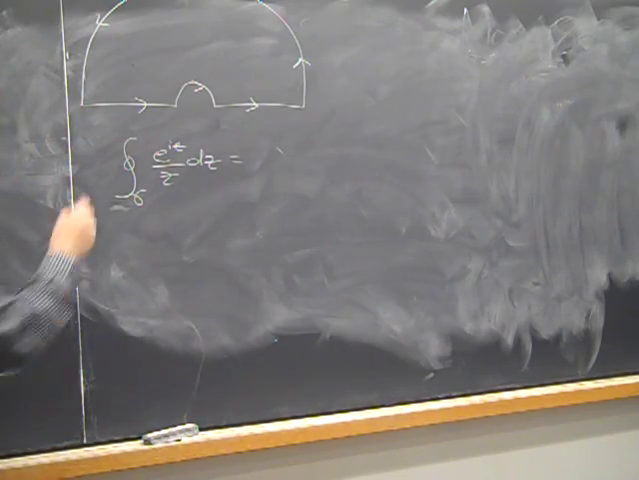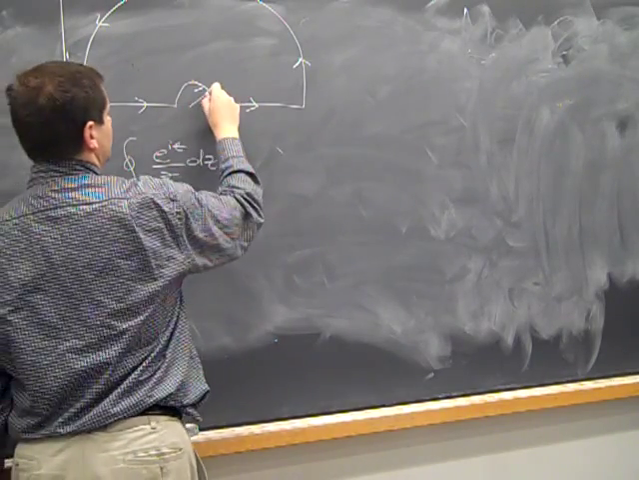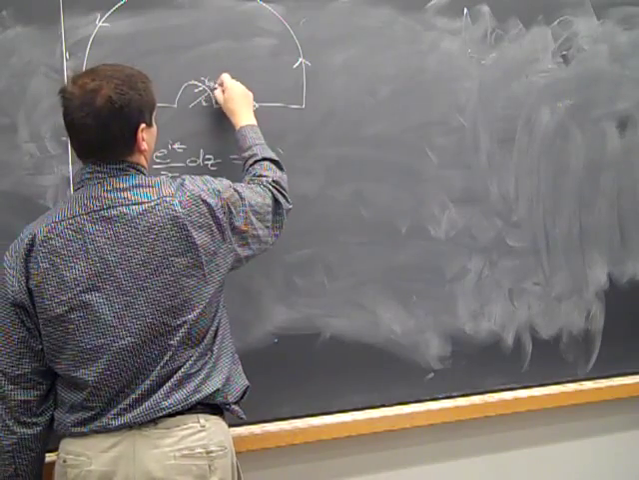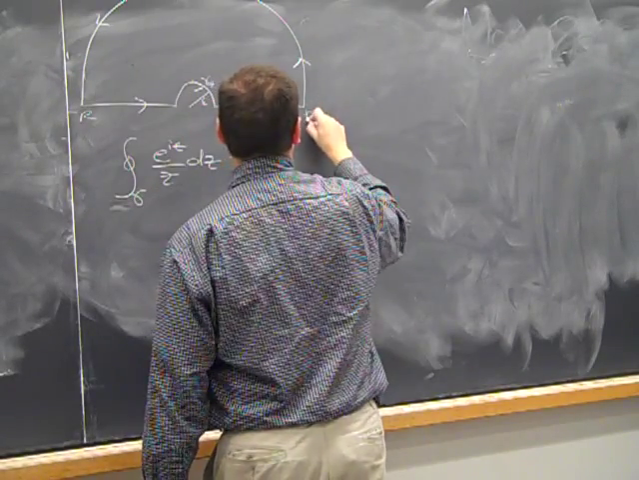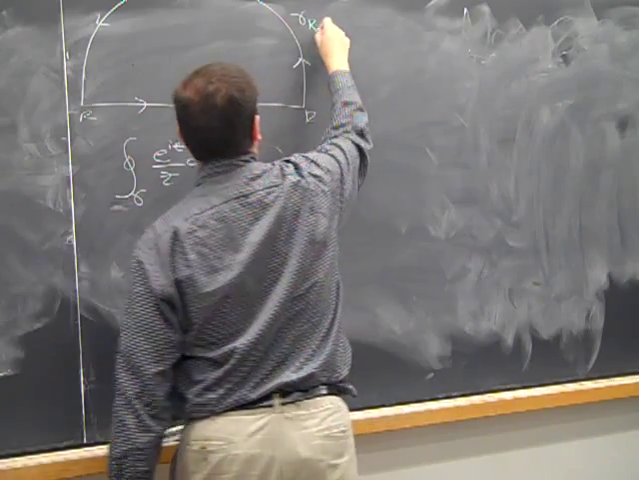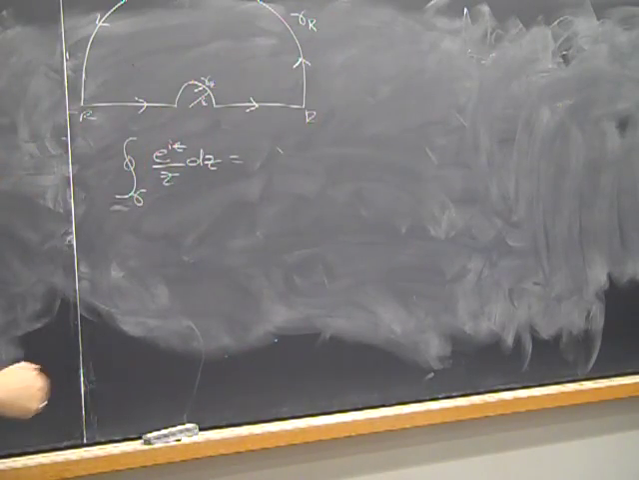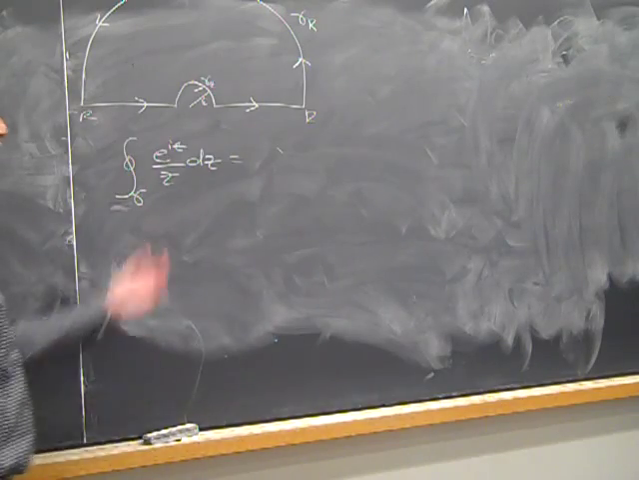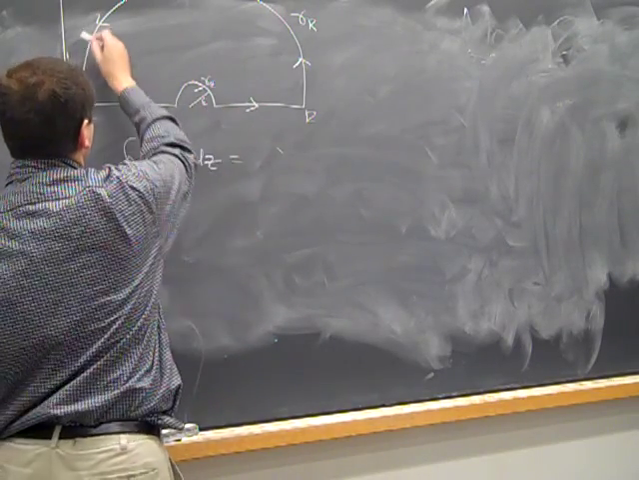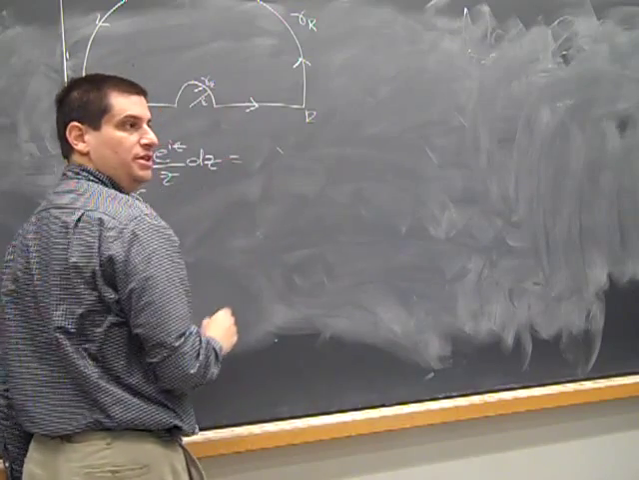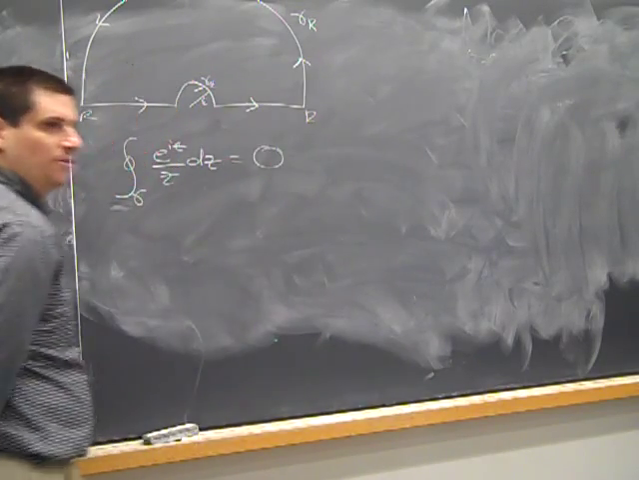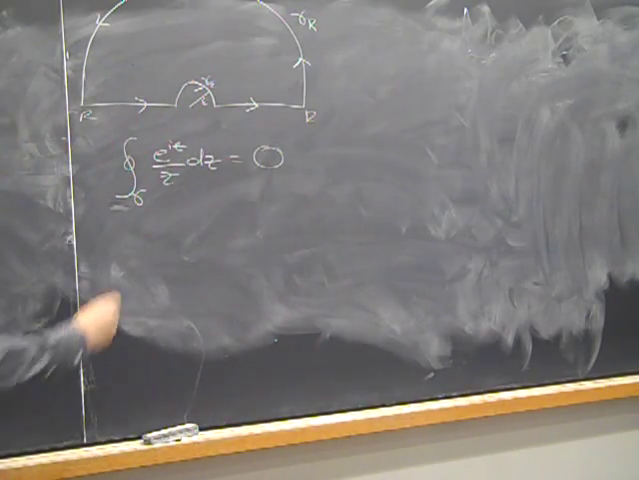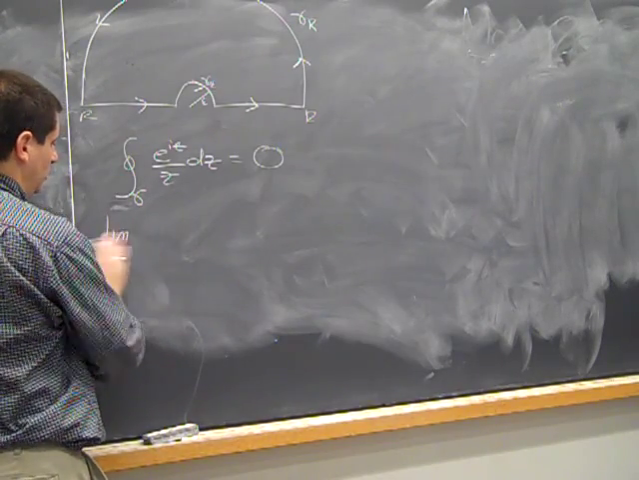And so we're going to have a lot of pieces. So this is minus r, this is epsilon, we'll call this gamma epsilon, we'll call this r, and we'll call this big curve here gamma r. So first of all, what does this whole integral equal? 0, right? Integrating a holomorphic function in a region. I can put this region in an open set and still miss the pole. I get 0.